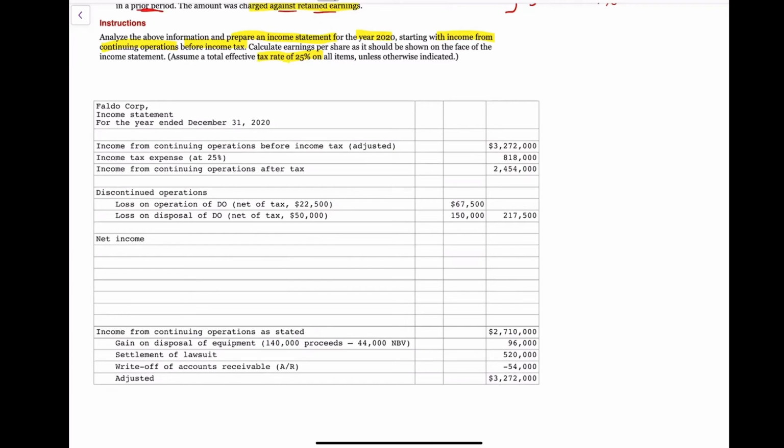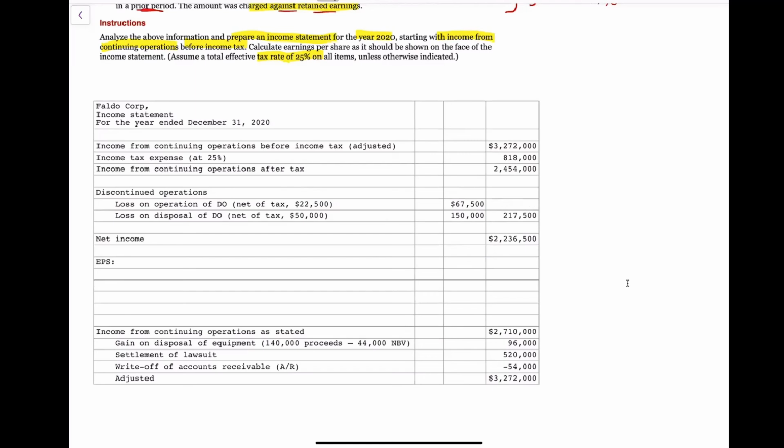So these are losses. So we go from income from continuing operations after tax of 2,454,000, and we're going to subtract the DO, 2,236,500, right? So I'm done. I can go on to my next question now. Earnings per share. Please don't forget the earnings per share. I was going to say EPS.